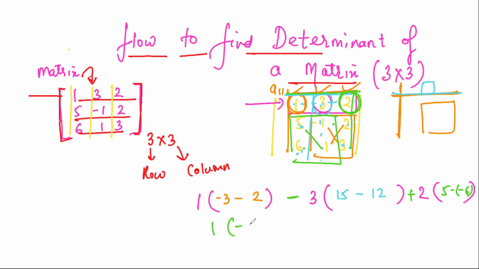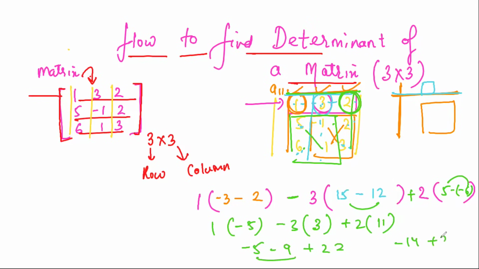So now let's solve it. Minus 3 minus 2 is minus 5, minus 3. And then we have 3, 15 minus 12. And then 2, and then 5 plus 6 because minus minus 6, so it becomes 11. So minus 5 minus 9 plus 22. This gives you minus 14 plus 22, and it gives me 8. So this is how we find out the value of the determinant of a 3 by 3 matrix.